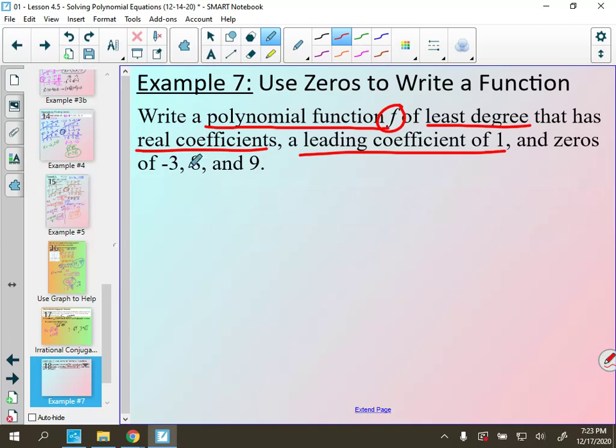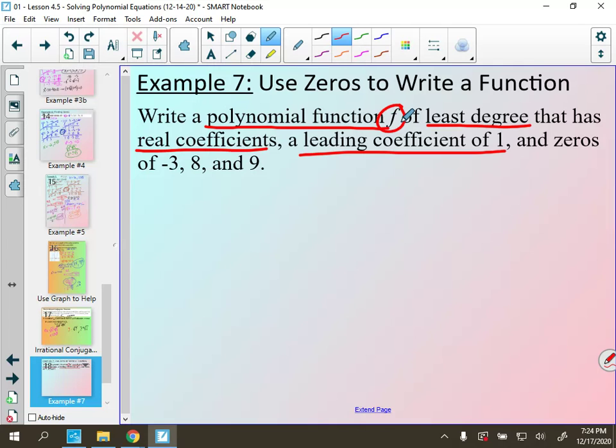But also understand that for -3, 8, and 9, there's more than one function that those could be the zeros of. There's not just one universal polynomial; there's an infinite amount. So this is kind of just saying keep it small, keep it simple. So that's what that's saying.